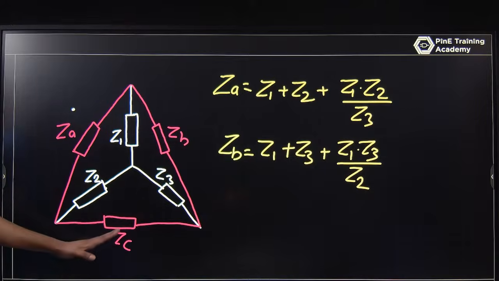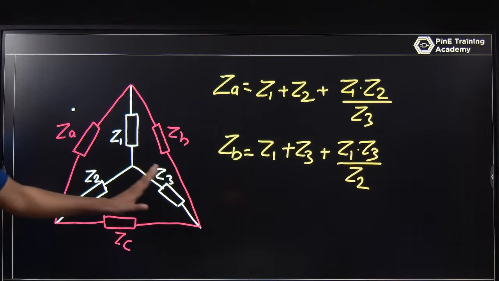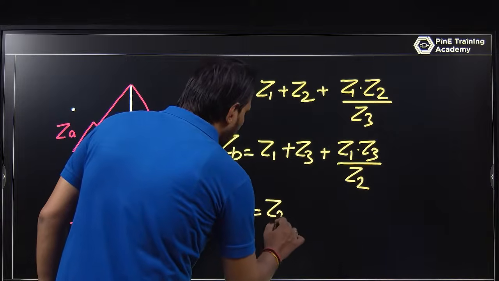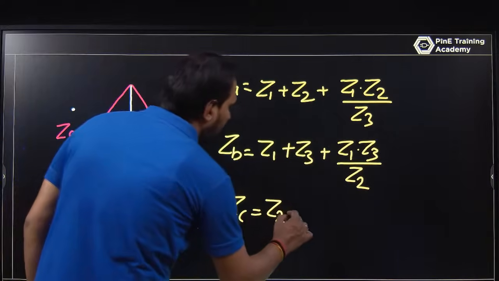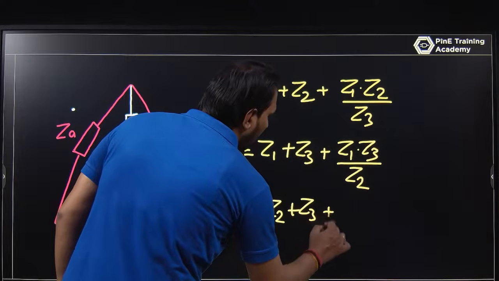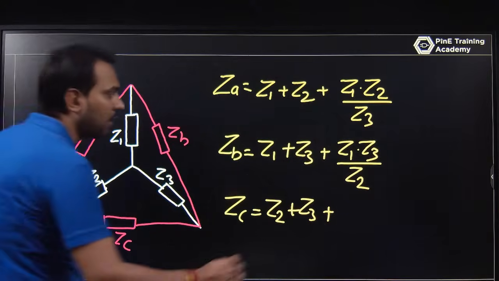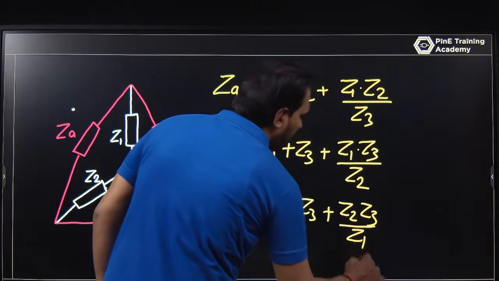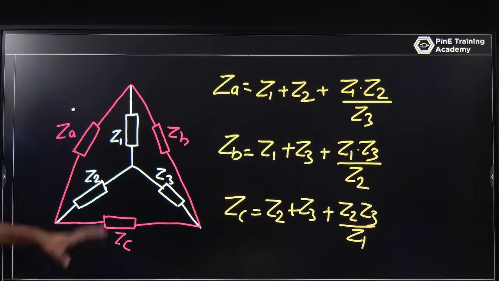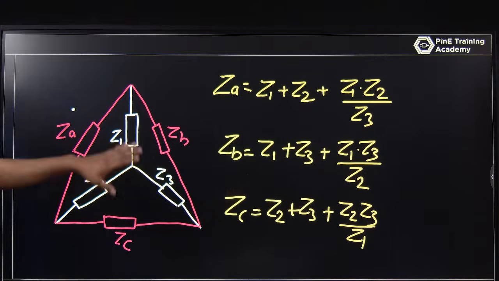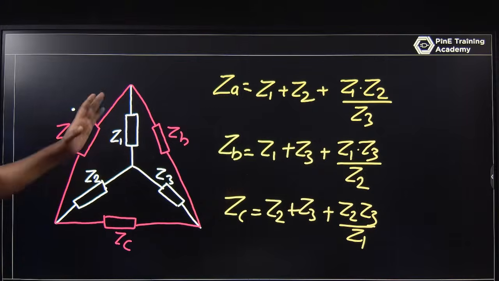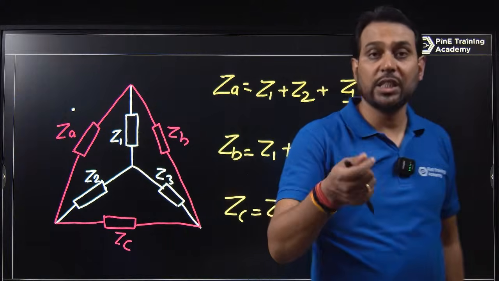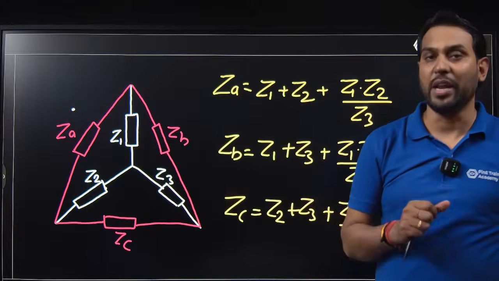If I am talking about ZC, ZC will be the adjacent of Z2 and Z3. So ZC is Z2 plus Z3 plus Z2 into Z3 upon Z1. So whenever you have a star form and you are converting into delta, that is the formula: the sum of adjacent plus product of adjacent upon remaining.